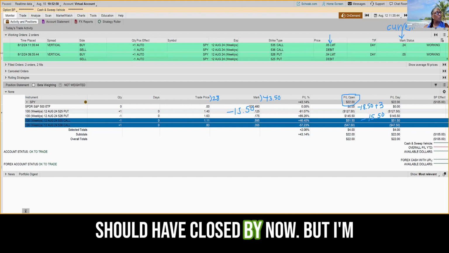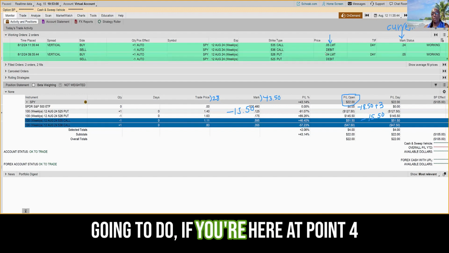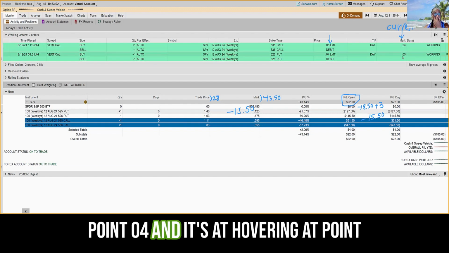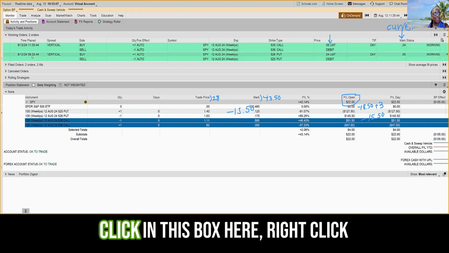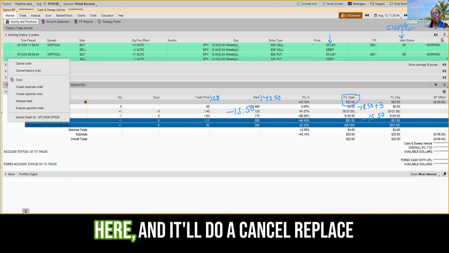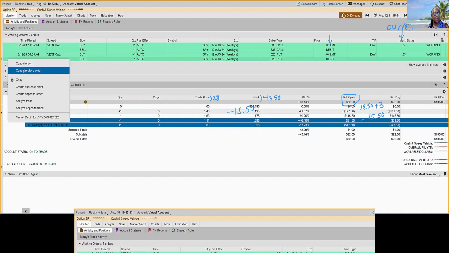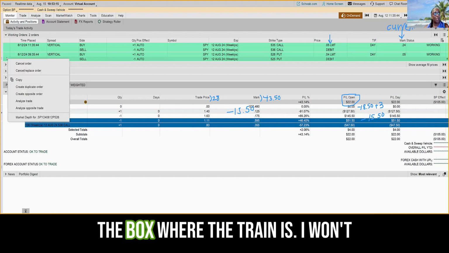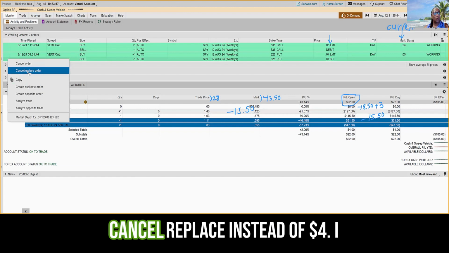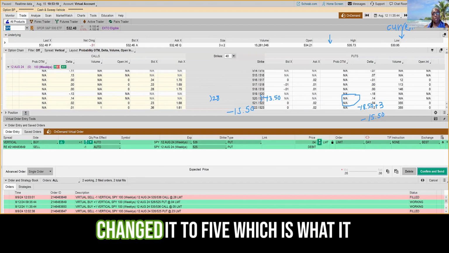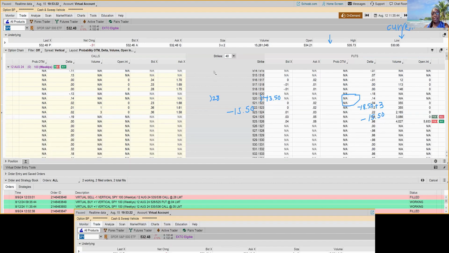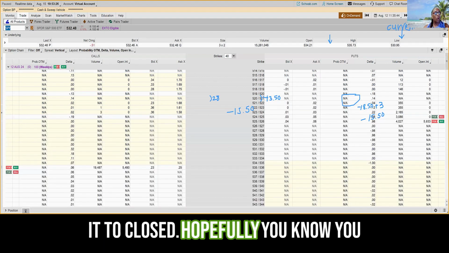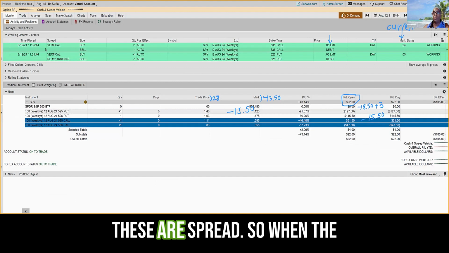This one here should have closed by now, but if you're here at 0.04, and it's hovering at 0.05, and you were okay with 0.05, I right click in this box here, where the trade is I want, and do a cancel replace order. Instead of $4, I change it to $5, which is what it would have been anyway, and then set it to close.